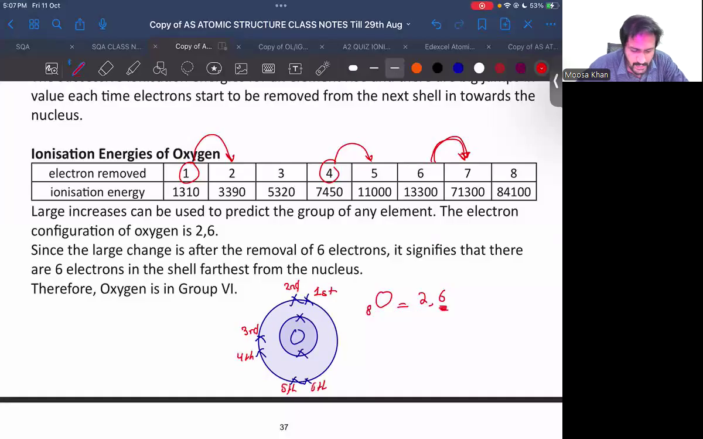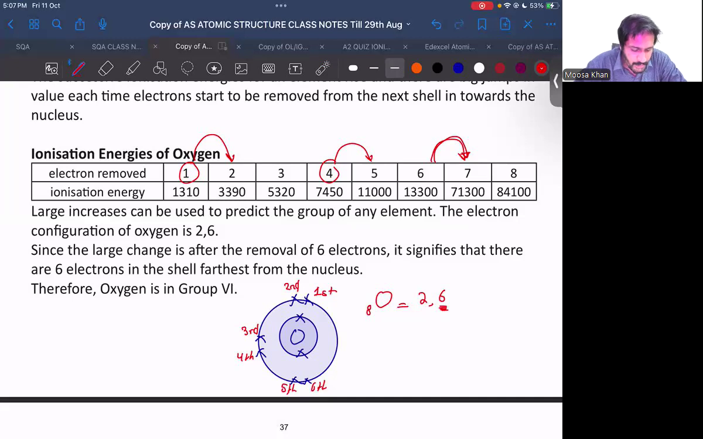So they are all experiencing the same shielding effect. However, there is a slight increase from first to second and second to third, and that is because the remaining electrons that are left experience a greater effective nuclear charge.